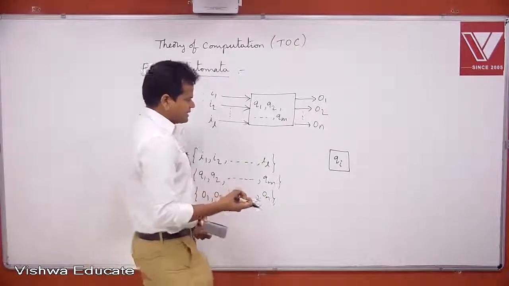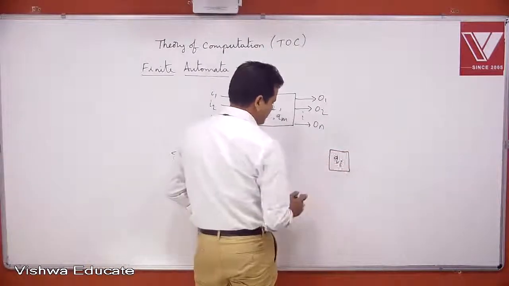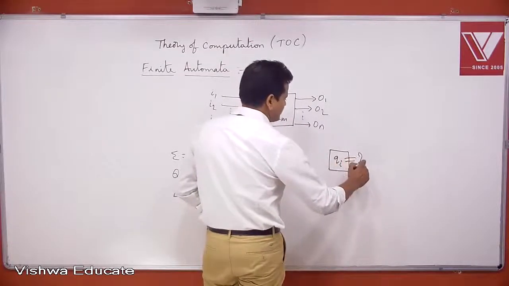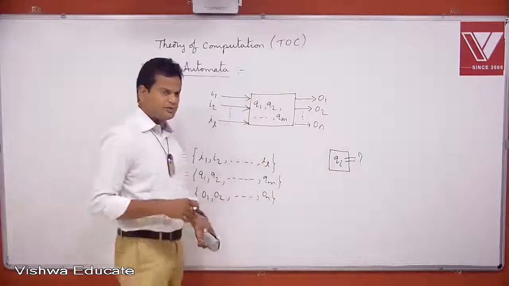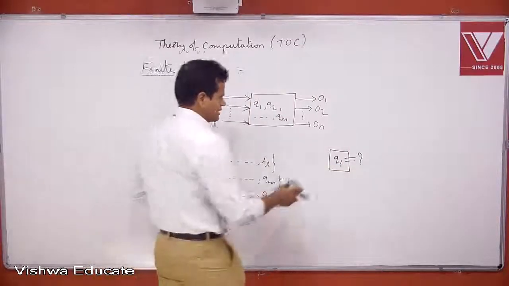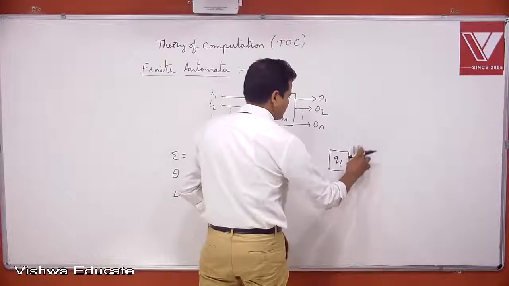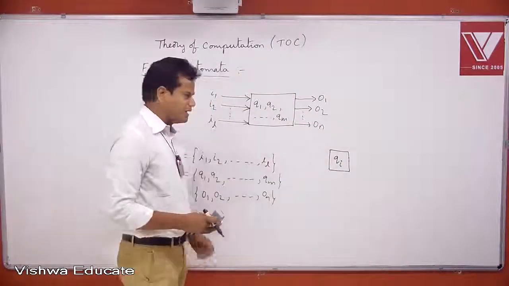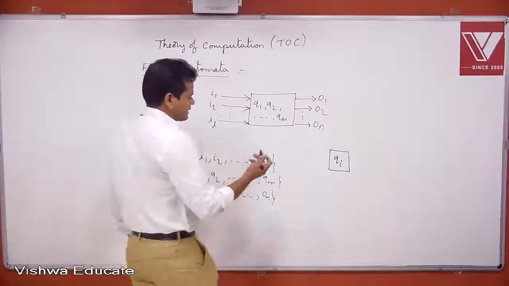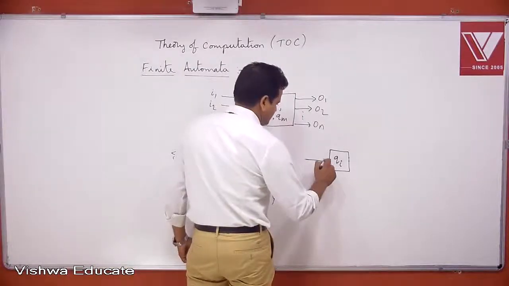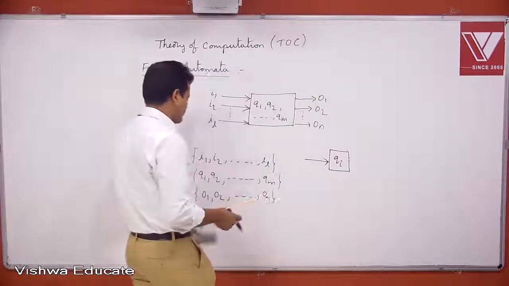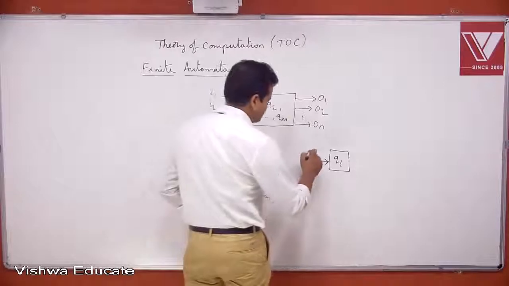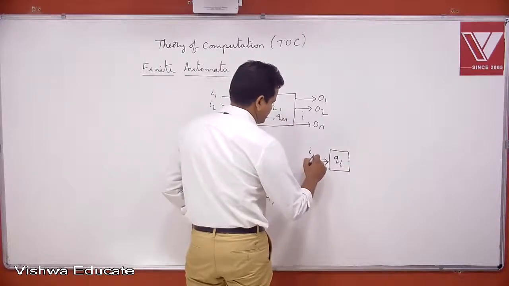At present, the automata is in state Qi, and then how will the next state change? The next state of the automata depends on the present state, meaning Qi, and the present input, whatever the input from these symbols. So let the input be Ij.